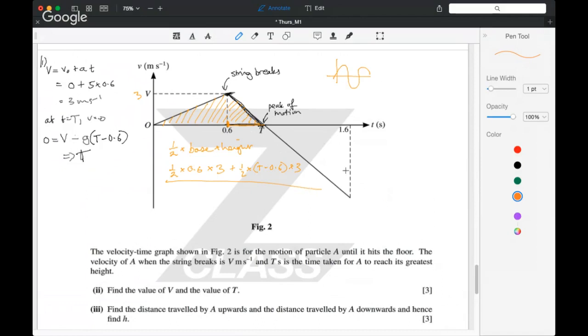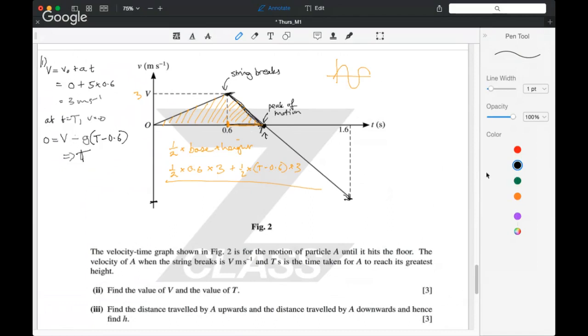Distance traveled downwards, now they haven't given you what the velocity is at the bottom when it hits the floor. So don't bother, you can work it out, but it's much better just to use the constant acceleration equations again. So we know the velocity at this time, and we're looking at the distance traveled, and we know the acceleration, it's just gravity again.